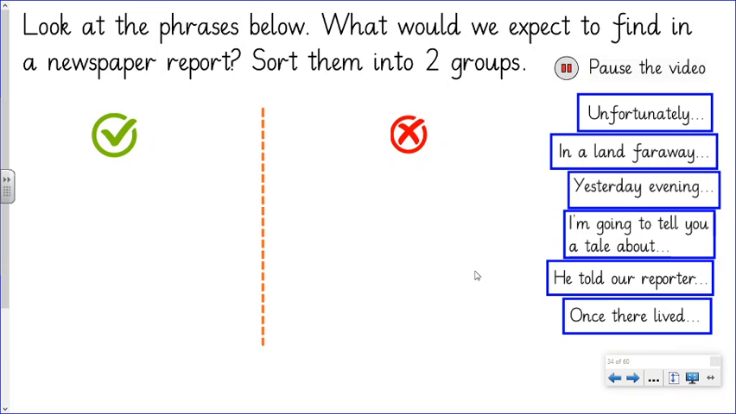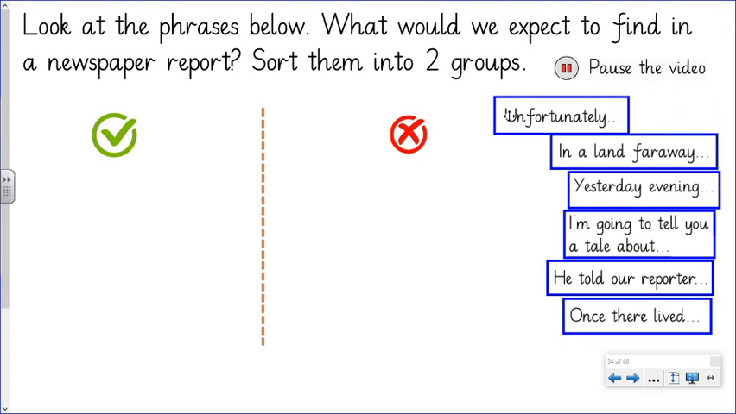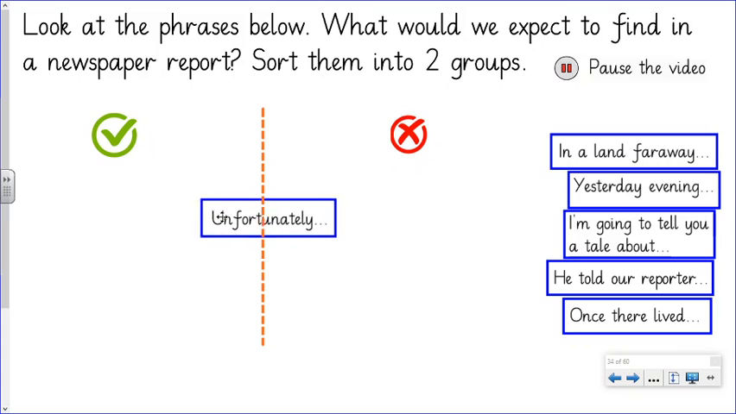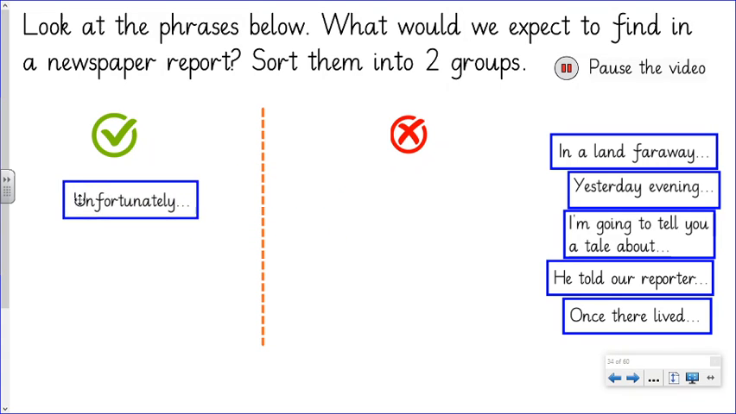Okay, let's see how you did. Let's go through them and decide whether it belongs in a newspaper report or it doesn't belong in a newspaper report. Our first one is unfortunately. Okay, now unfortunately does belong in a newspaper report. So well done if you got that one. We could say unfortunately the other 4 children didn't get the chance to get the factory because they had horrific things happen to them. Okay, so it's a good sentence starter to use.